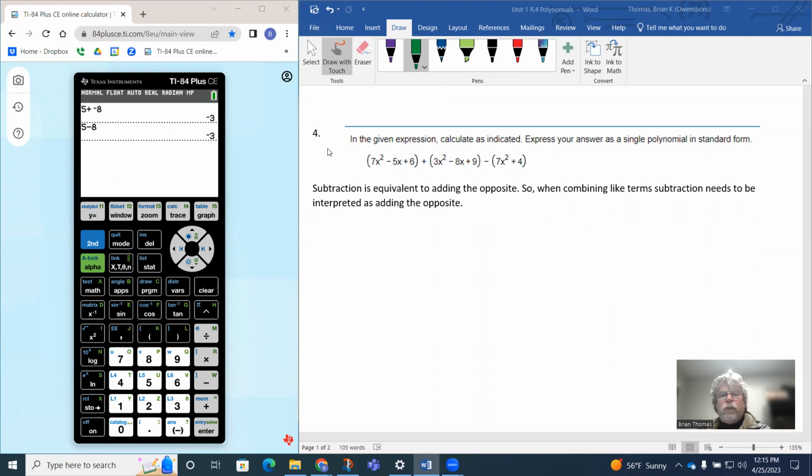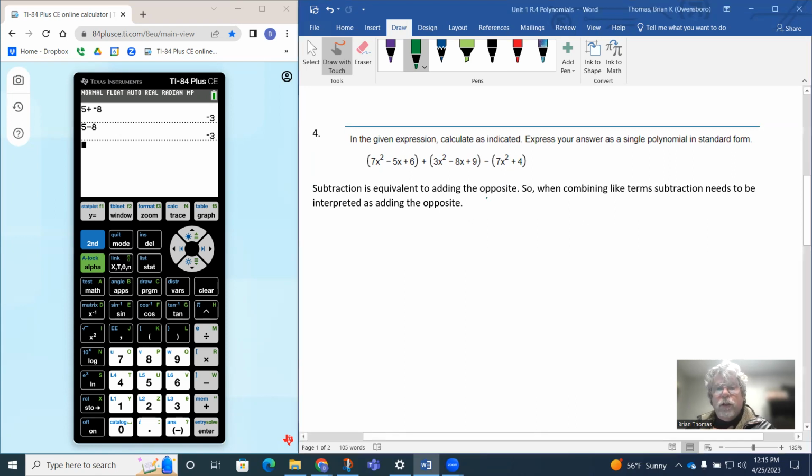Notice how we have these 3 sets of parentheses. So there's this trinomial, and we're adding to this another trinomial, and we're subtracting a binomial. Polynomials that have 3 terms are called trinomials, and polynomials that have 2 terms are called binomials. Another thing we need to pick up on, as we mentioned, is that subtraction is equivalent to adding the opposite.